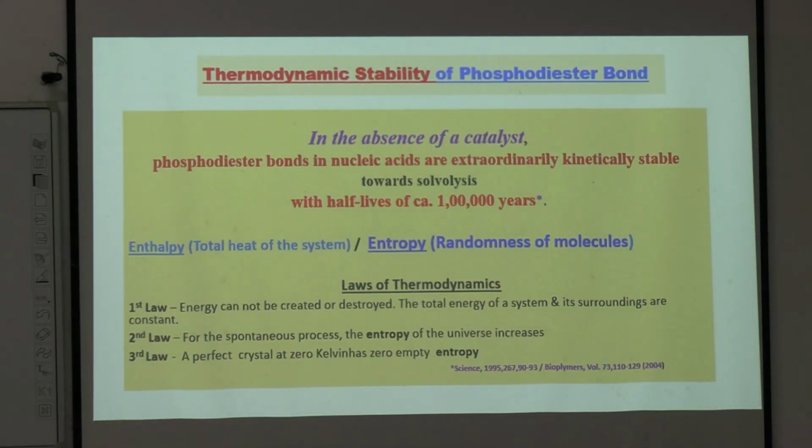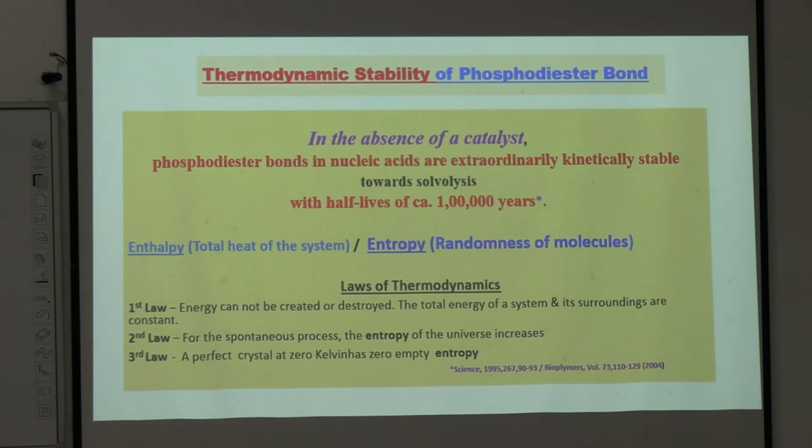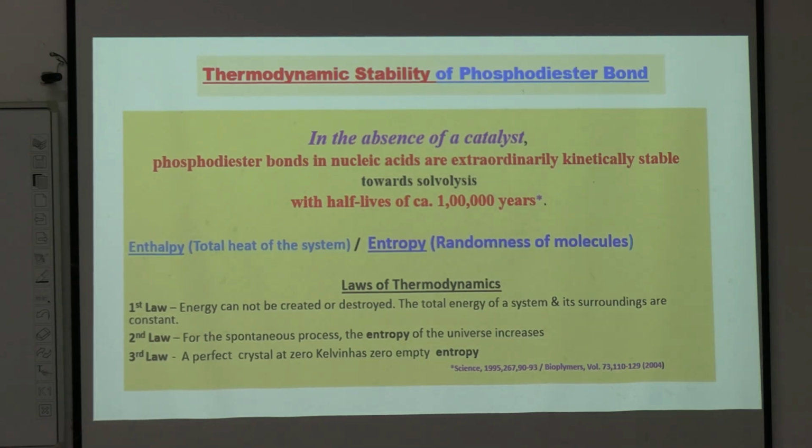So this part perhaps may not be required written in your book. There is thermodynamic stability of the phosphodiester bond. Normally this phosphodiester bond is cleaved by phosphodiesterase enzyme. It is such a stable bond that even in the absence of normal enzymatic catalysis, it is extraordinarily stable and it can live with a half-life of nearly 1 lakh years.